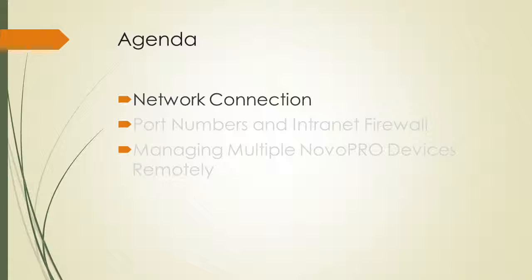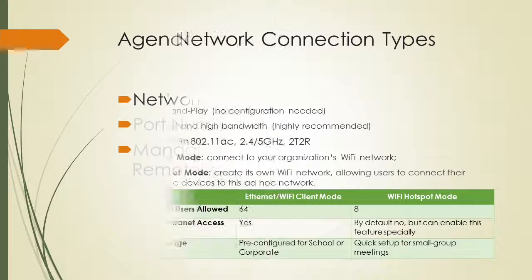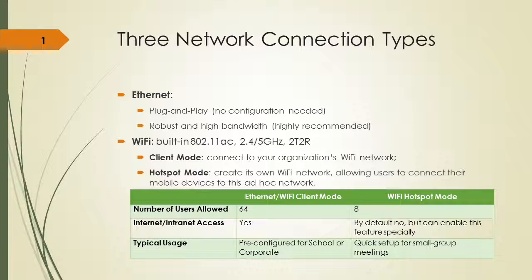Let's begin by reviewing the various network connection options so that a proper selection and configuration can be determined for your particular installation. Novo Pro supports 3 different network connection types: Ethernet, Wi-Fi client mode, and Wi-Fi hotspot mode. While Novo Pro incorporates the latest Wi-Fi technology and performance based on 802.11ac, Ethernet is always the preferred connection method due to its robust, high bandwidth, and consistent operation. Let's take a look at each connection method, starting with Ethernet.